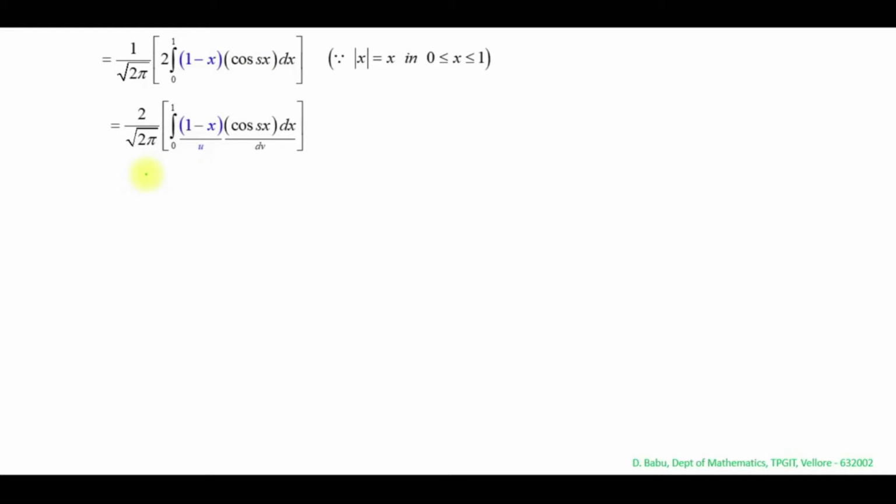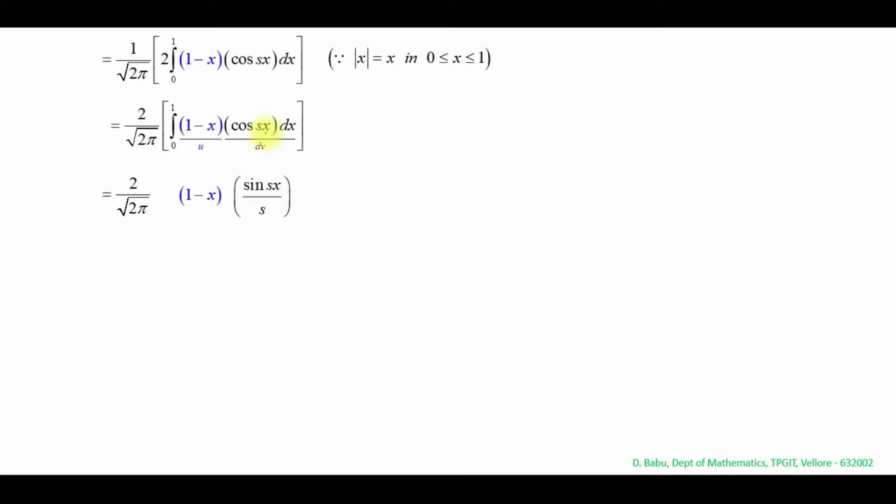Apply the Bernoulli formula, 2 divided by square root of 2 pi. Write u as it is, don't differentiate and don't integrate, as it is: 1 minus x. Next, integrate the second term with respect to x. So the integration of cos sx equals sin sx divided by s.